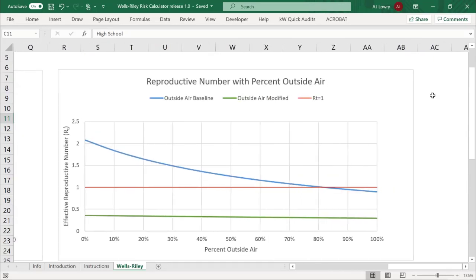The second graph demonstrates the change in RT with respect to the percent outside air. In the base case, the risk of infection can be reduced by increasing the amount of outside air. However, the RT value does not drop below 1 until the percent outside air is high, which will be difficult to achieve in many climates. In the modified case, increasing the percent outside air slightly reduces the infection risk.